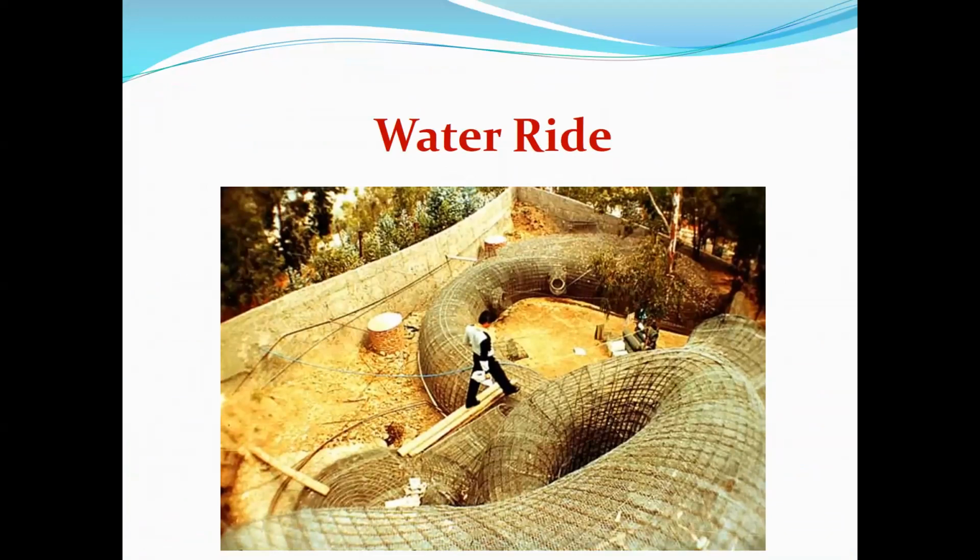So you can see this type of structure, like this is a water ride. You can see there is a lot of wire mesh and sometimes thin, small diameter iron is used, and then over it the cement paste will be placed. So for constructing a water ride like that, you don't depend on conventional concrete. You go for ferrocement structure.